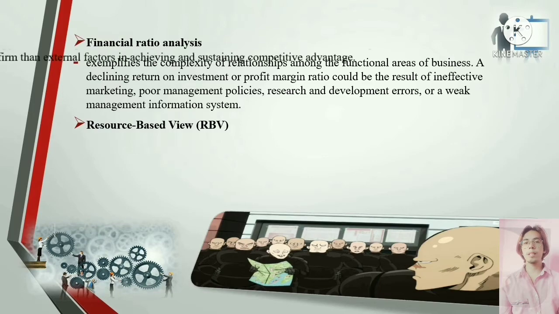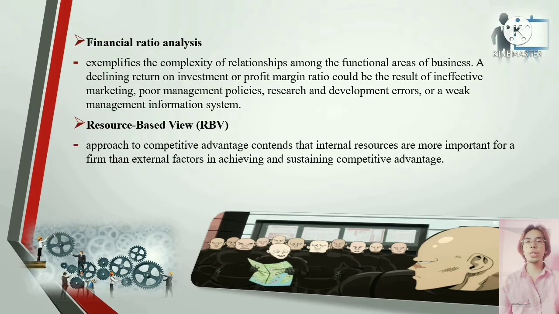The resource-based view (RBV) approach to competitive advantage contends that internal resources are more important for a firm than external factors in achieving and sustaining competitive advantage. In contrast to the industrial organization theory presented in the previous chapter, proponents of the RBV contend that organizational performance will primarily be determined by internal resources that can be grouped into three all-encompassing categories: physical resources, human resources, and organizational resources.